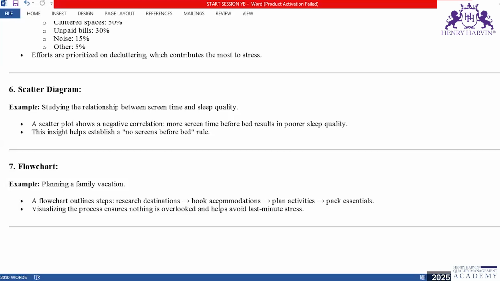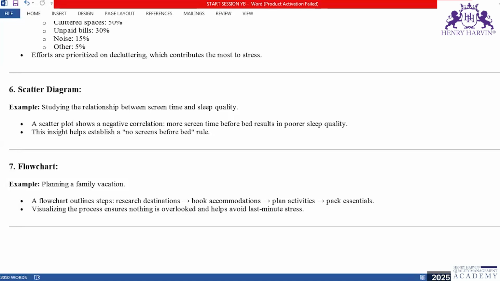Wow, that's so good, no? So visualizing the process ensures nothing is overlooked and helps avoid last minute stress. Absolutely. Majority of times we face trouble because of last minute stress.